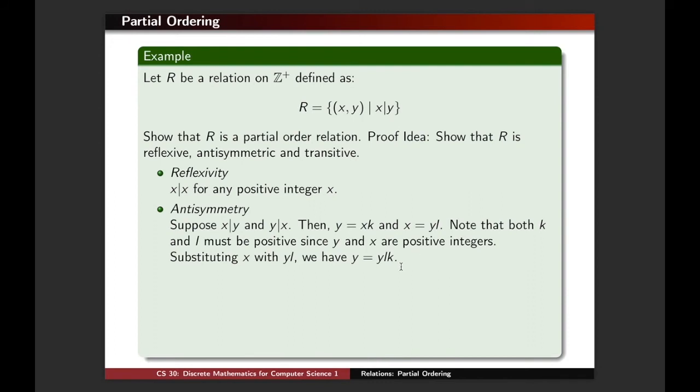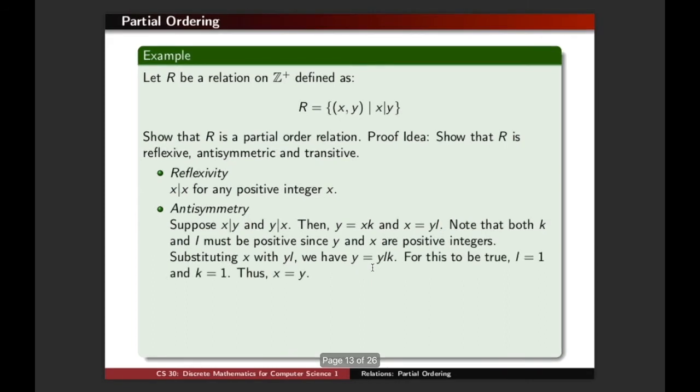Now from here, we can divide both sides by Y, so that we'll have 1 equals L times K. Now, the only product of two positive integers that will equal 1 is 1 times 1. Therefore, L must be 1 and K must be 1. And thus, X is equal to Y.